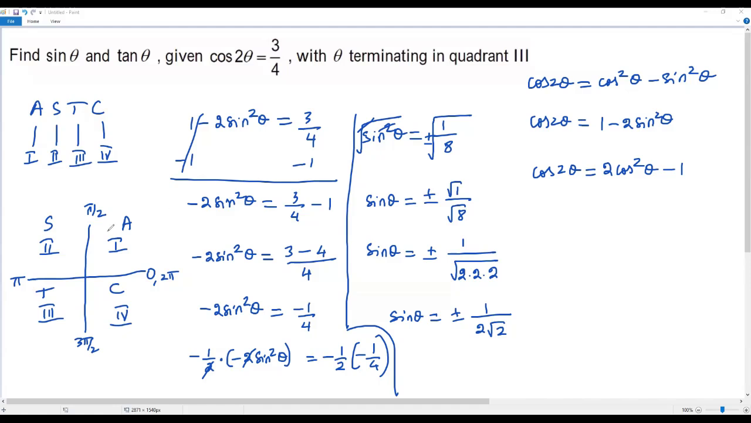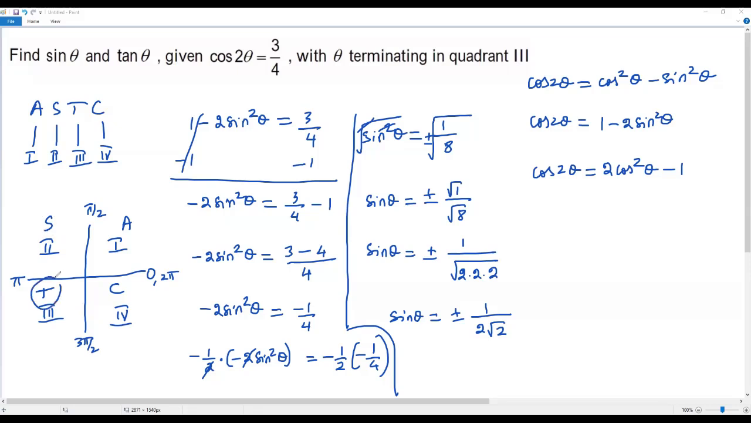In the first quadrant we have A. A means all trigonometric ratios are positive in the first quadrant. In the second quadrant we have S. S means sine theta and its reciprocal cosecant. These two trigonometric ratios are positive in the second quadrant, so the rest are negative in the second quadrant.